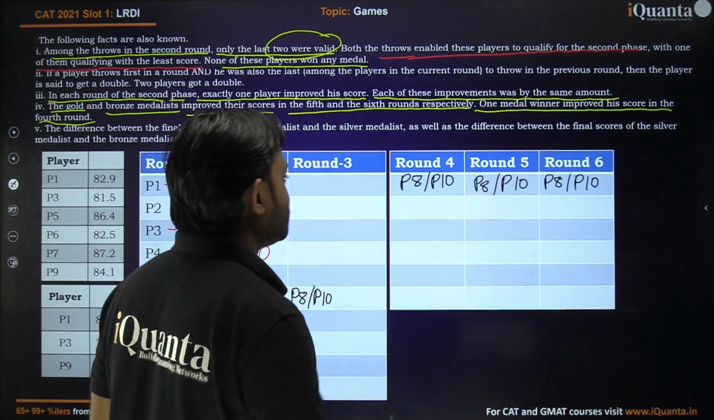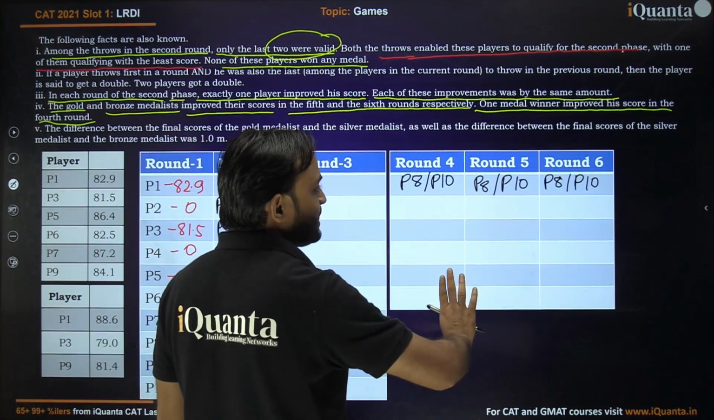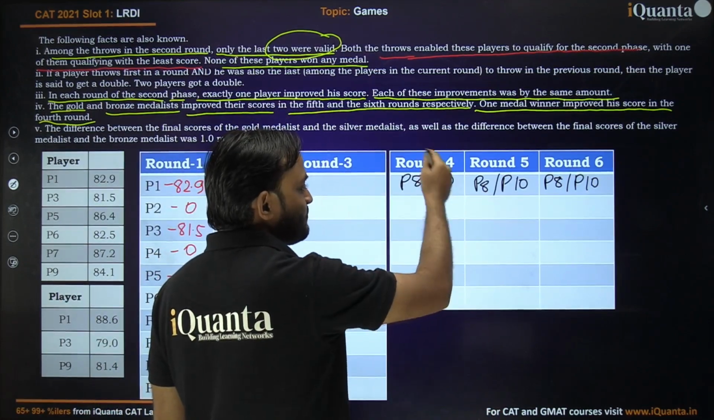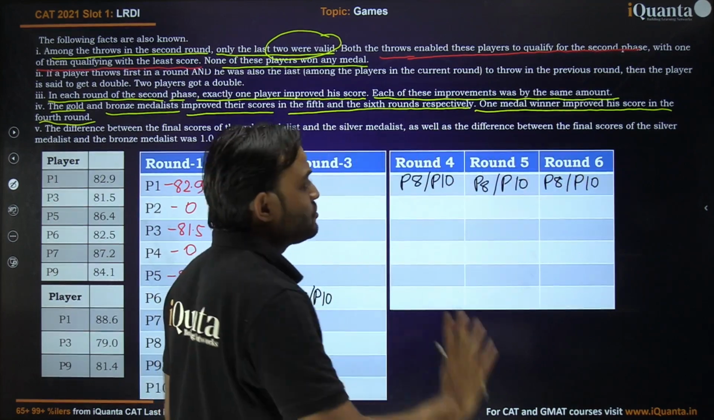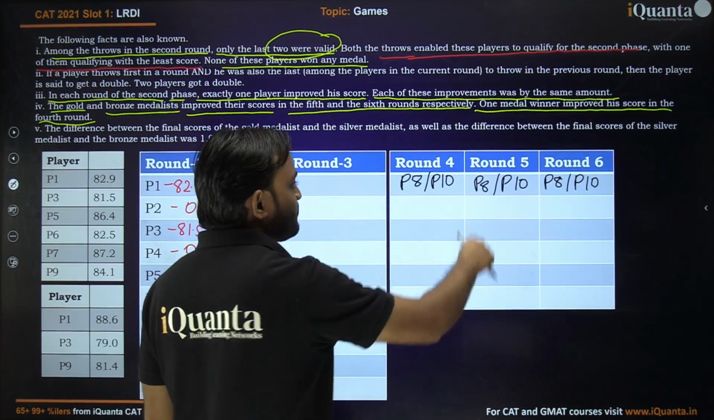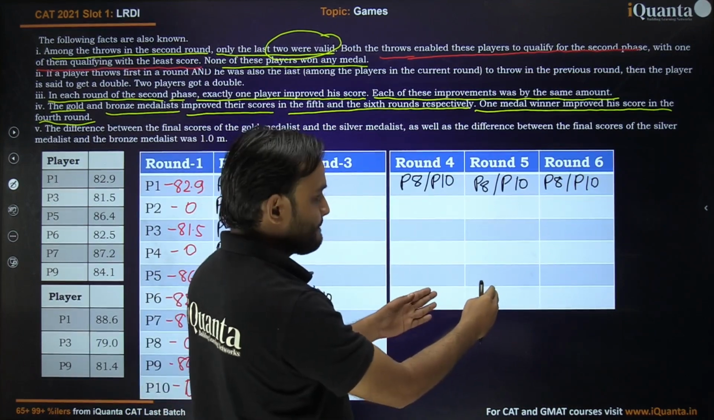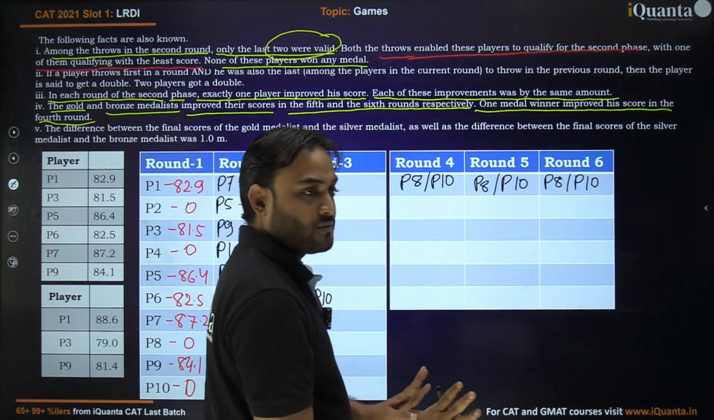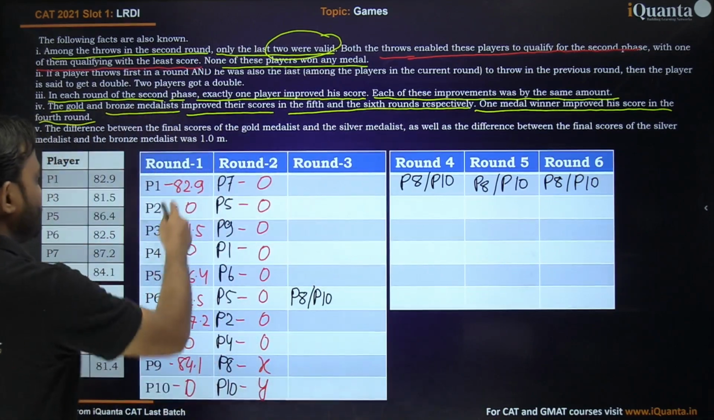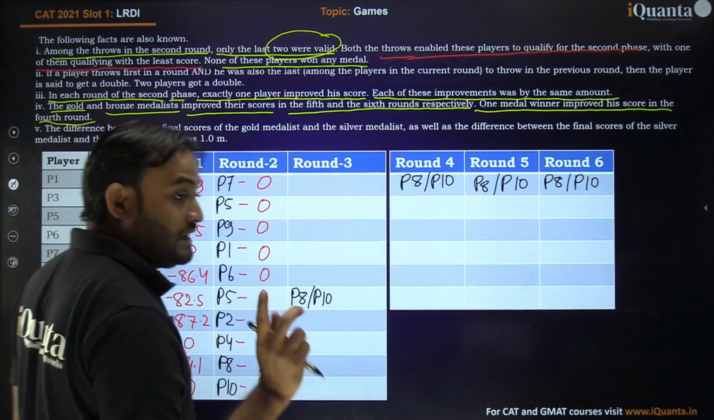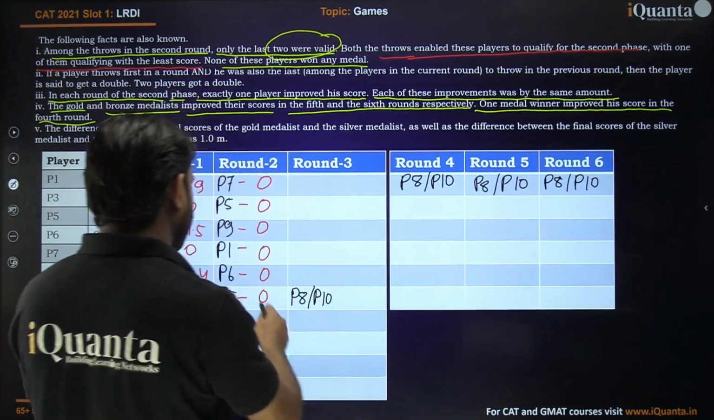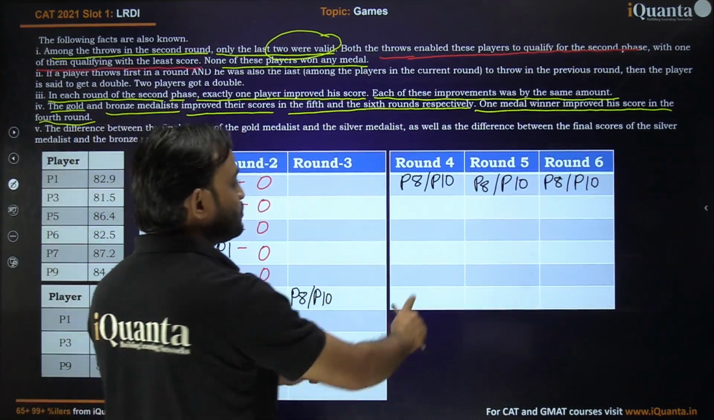Why? Because in the 4th to 5th round we know that whoever was first here was first here also and was first here also to throw. So there is no double possible from round 4 to 5. From 5 to 6 also no double is possible. We know that from round 1 to 2 there was no double. So the only doubles possible were from round 2 to 3 and 3 to 4.